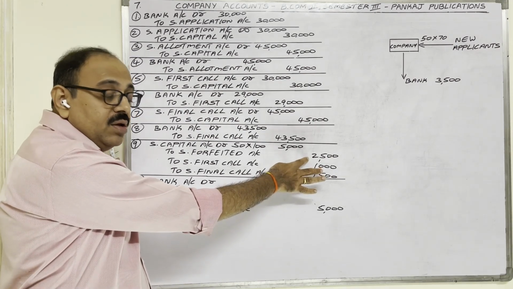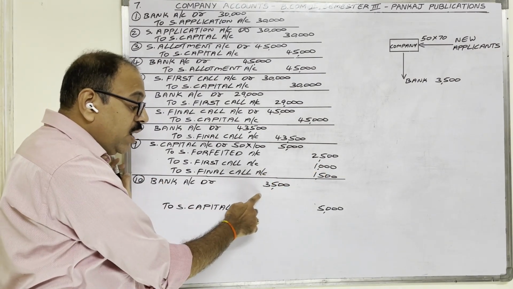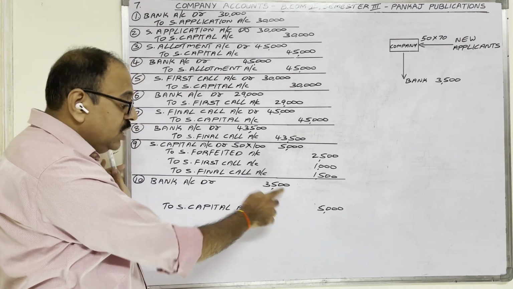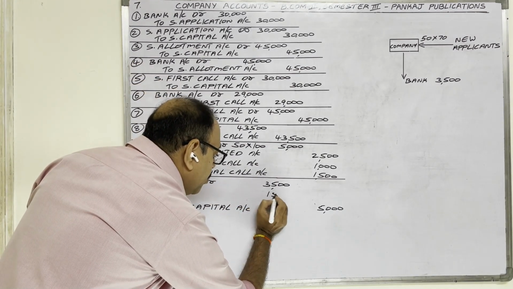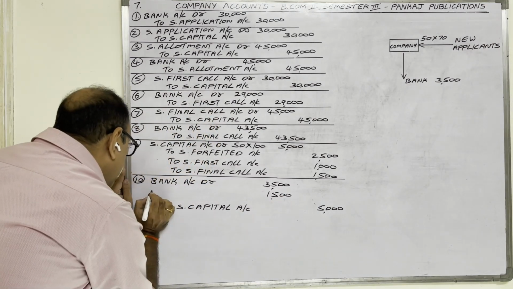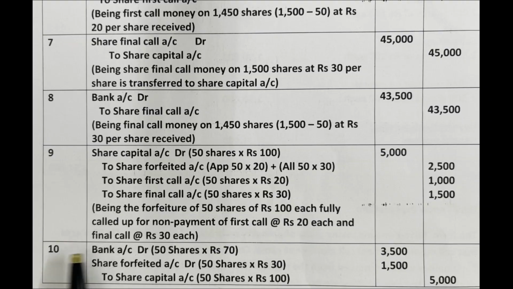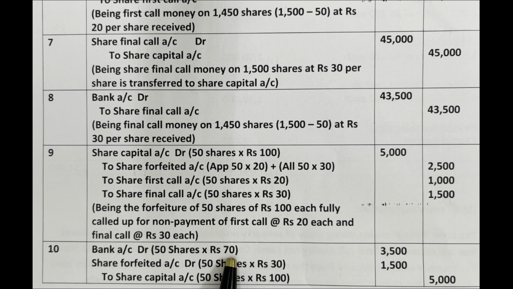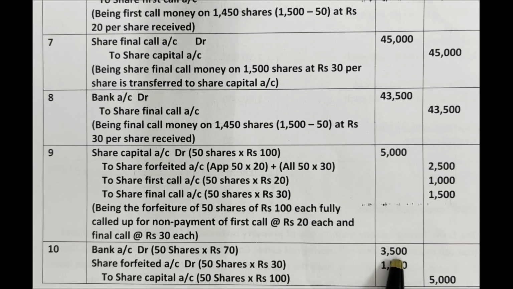This is capital gain. That money we should utilize to adjust this 1,500 rupees loss. Therefore, for 1,500 rupees, we have to debit share forfeited account. 10th entry, bank account debtor, share forfeited account debtor to share capital account. Bank account: 50 shares are reissued at 70 rupees each, 50 into 70, 3,500 rupees. Share capital: 50 shares at the rate of 100 rupees each, 5,000 rupees. Now the difference we should debit to share forfeited account.